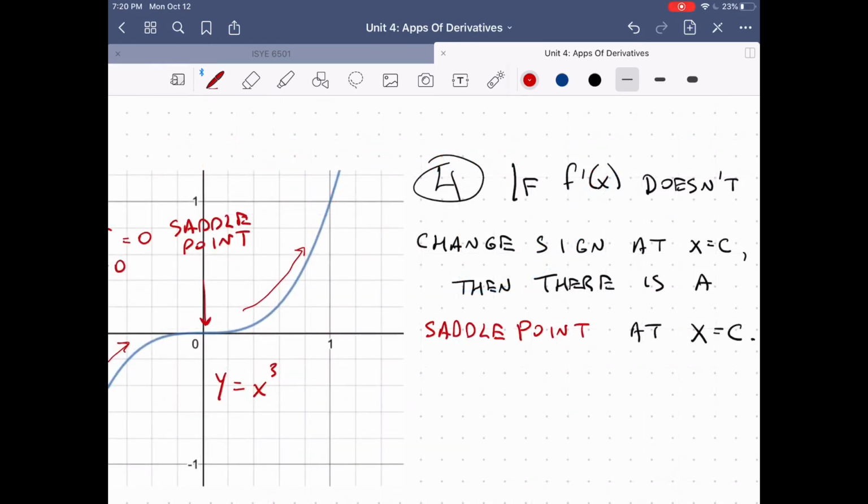And so this is key point about derivatives number 4. If f prime of x doesn't change sign at x equals c, then there is a saddle point at x equals c. So to the left and to the right, f prime could be both positive or it could be both negative.